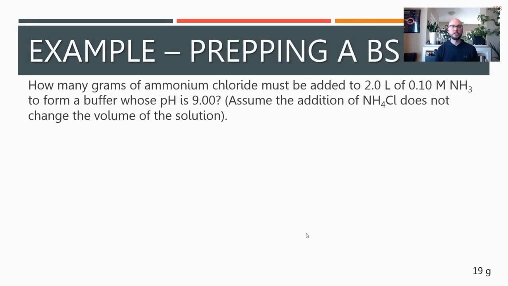Alrighty, we've got another challenging one here. It's asking us, how would we make a buffer solution? So how many grams of ammonium chloride must be added to 2 liters of 0.1 molar ammonia to form a buffer whose pH is 9.0? Assume that the addition of the ammonium chloride does not change the volume of the solution.